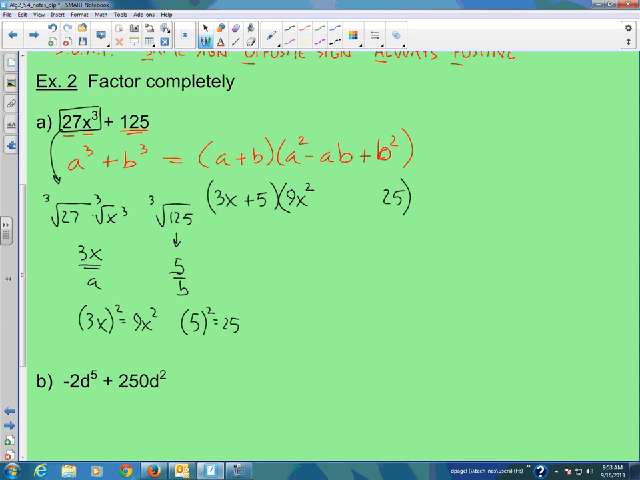I follow my sign SOAP. What's in the middle is the product of a and b. So multiply 3x and 5, and we get 15x. And then I follow my same sign, opposite sign, always positive. And there is your factored form of 27x cubed plus 125.